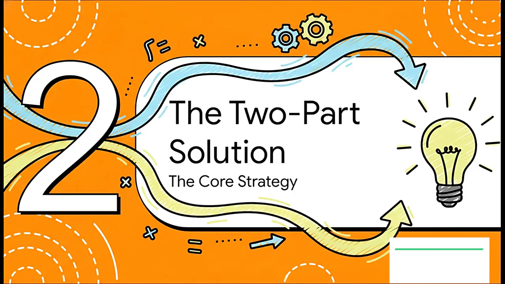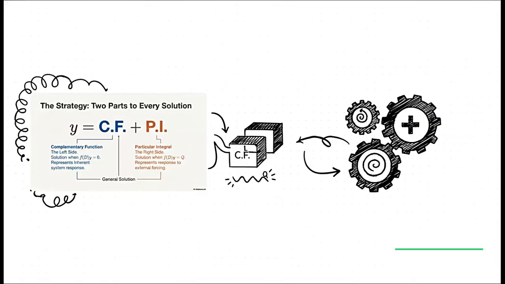Okay, so with our equation simplified, we can now reveal the core strategy. And this right here, this is the big aha moment. Every single solution to these equations is built from two very distinct, very logical parts. The total general solution, which we call y, is always, and I mean always, the sum of two pieces, the complementary function, or CF for short, and the particular integral, or PI.